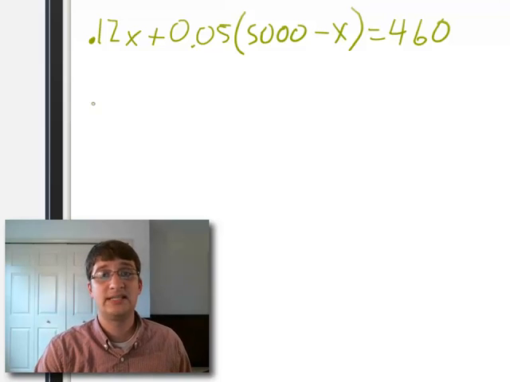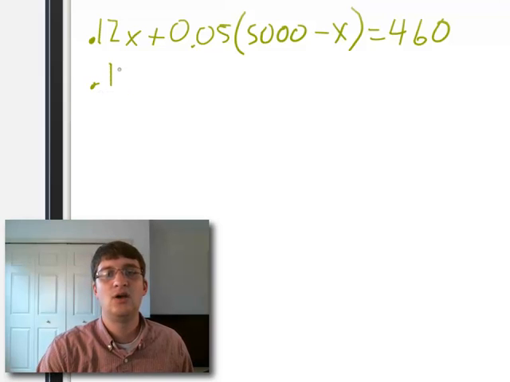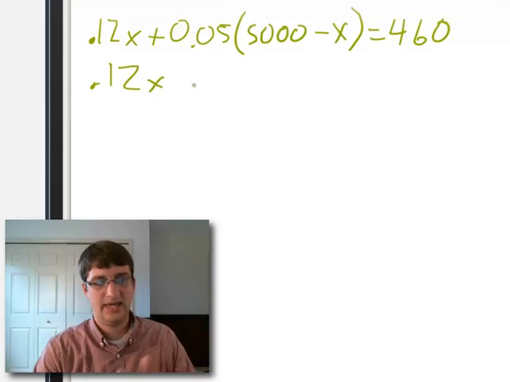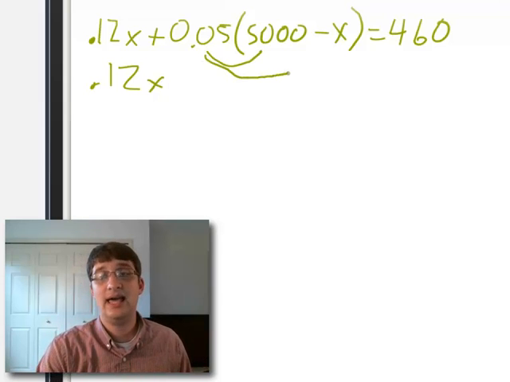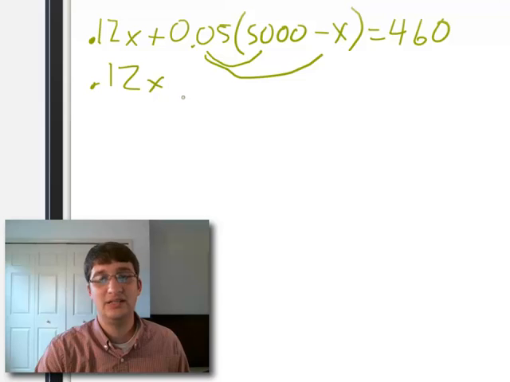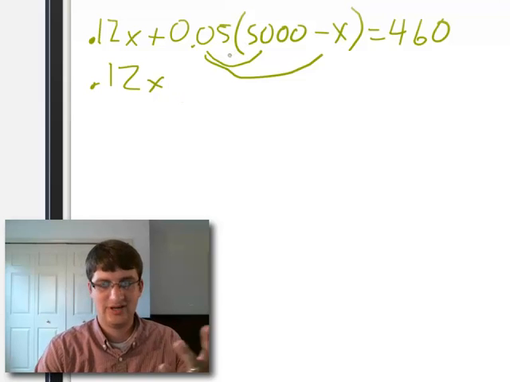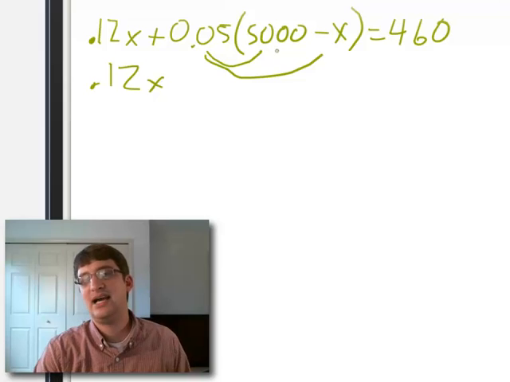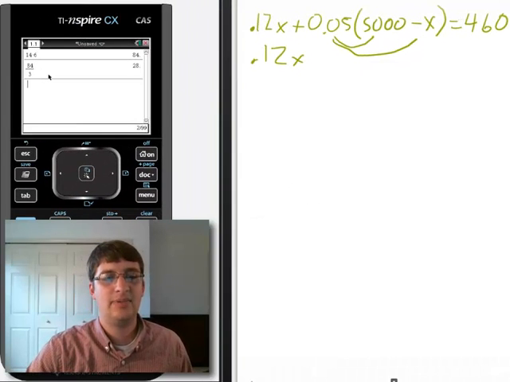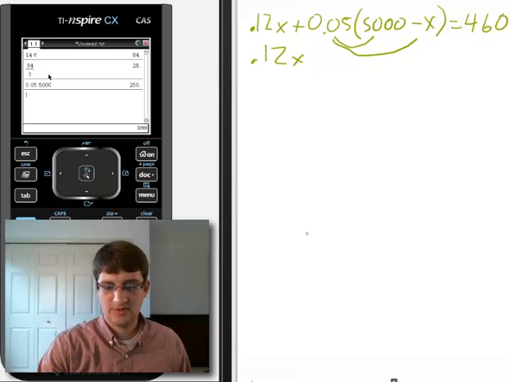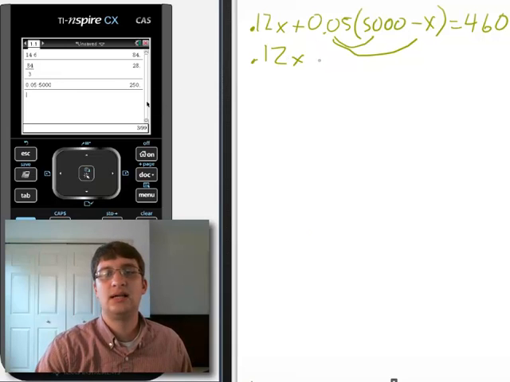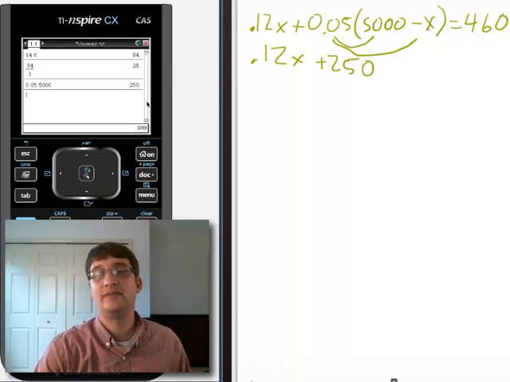First of all, I'm going to simplify both sides. The right side is simplified, the left side isn't, so let's simplify it. I got 0.12x all by itself. Can't really do anything with it, but I can distribute this 0.05 into the parentheses. 0.05 times 5,000, I can find out by going on my calculator and doing 0.05 times 5,000. What do you know? It's a nice number, it's 250. So it's plus 250.